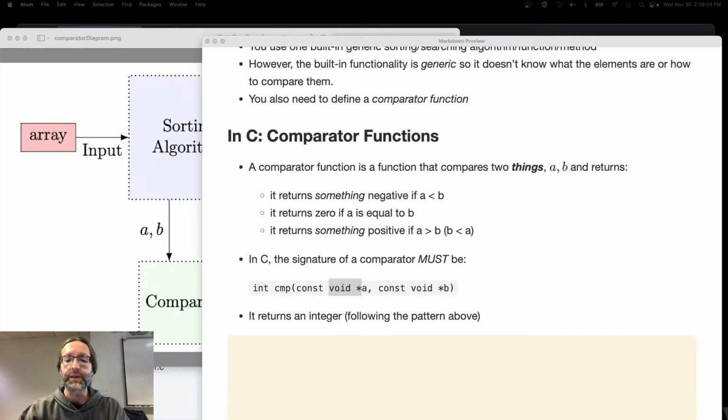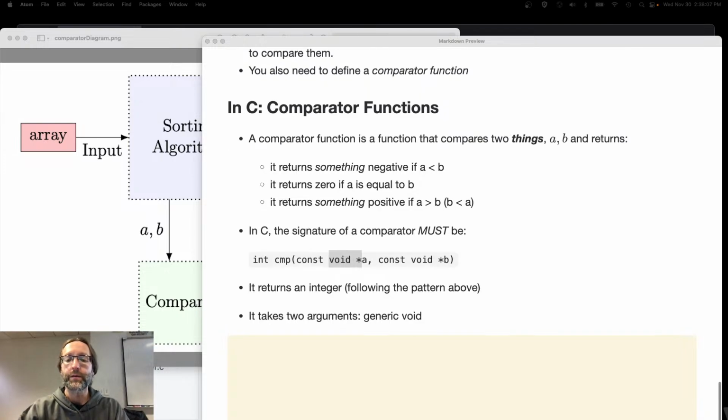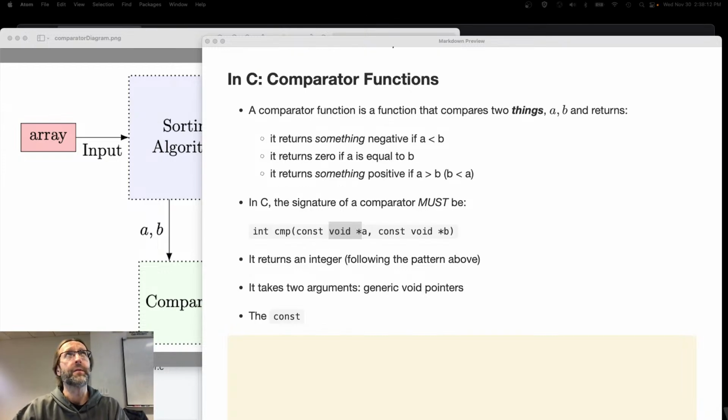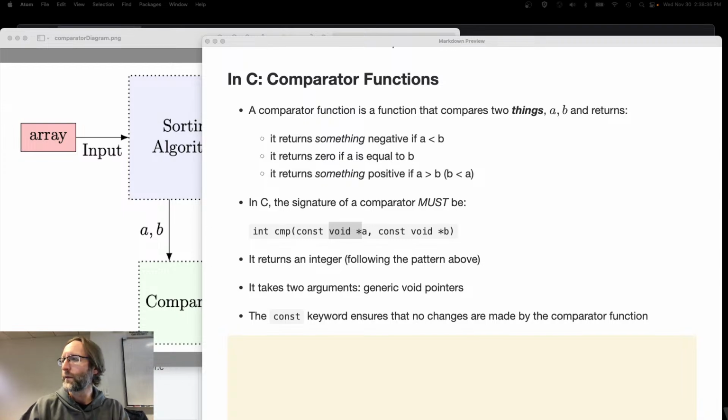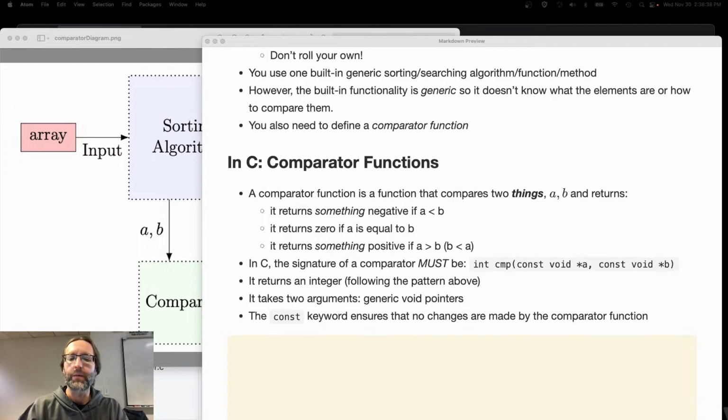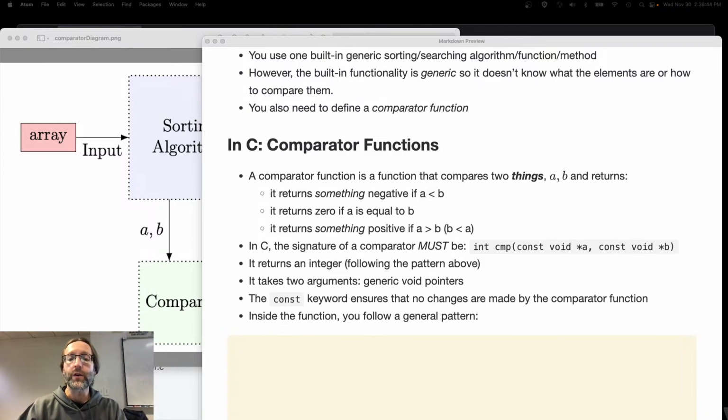It takes two arguments. Generic void pointers. Right? The const, that's, malloc doesn't return a const because it assumes that you're going to do something with the memory and change what's in the memory. But in this case, does a comparator need to change the things that you give it in order to compare them? No. So the const keyword ensures that no changes are made by the comparator function. Why is it there? That's a little bit better rendering. Okay, there we go. All right, inside the function, you follow a very general pattern, right?